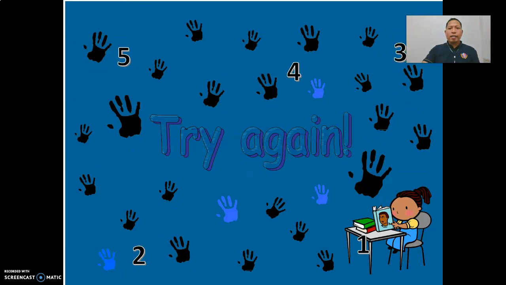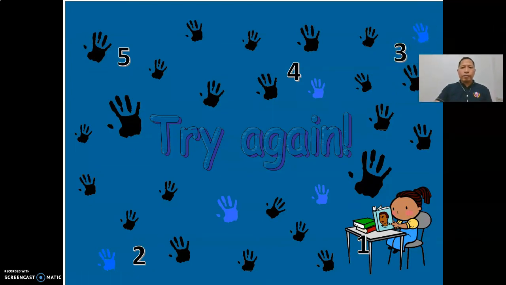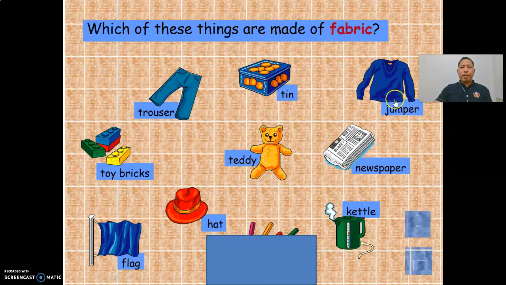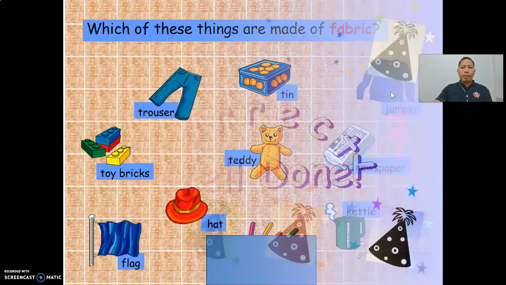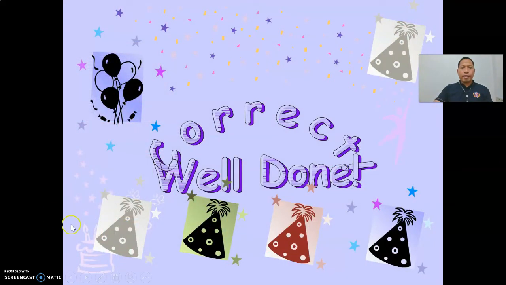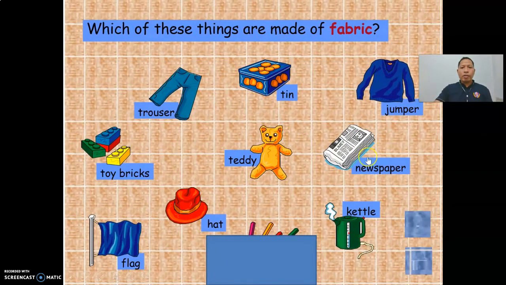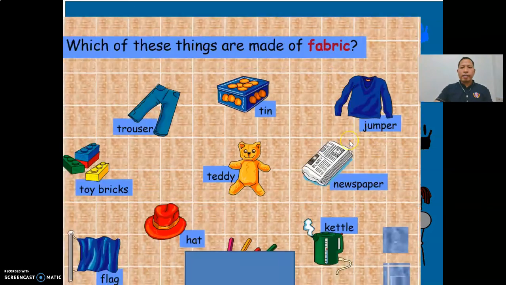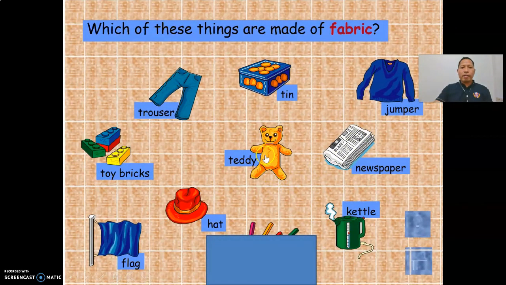Next, how about the jumper? Is it fabric? Yes or no? Three, two, one, go. Well done. Next, how about the newspaper? Three, two, one, go. Okay, next. How about a teddy bear? Three, two, one, go.